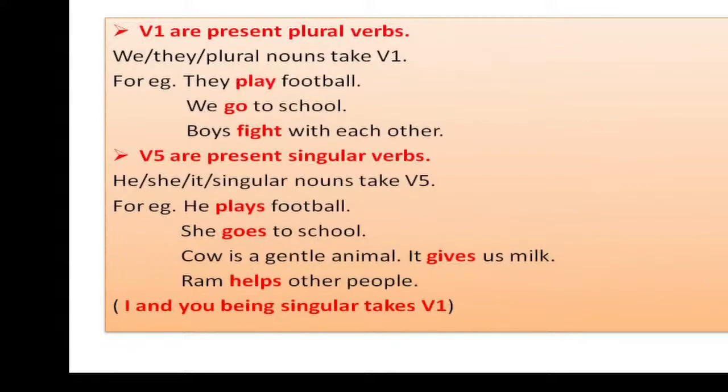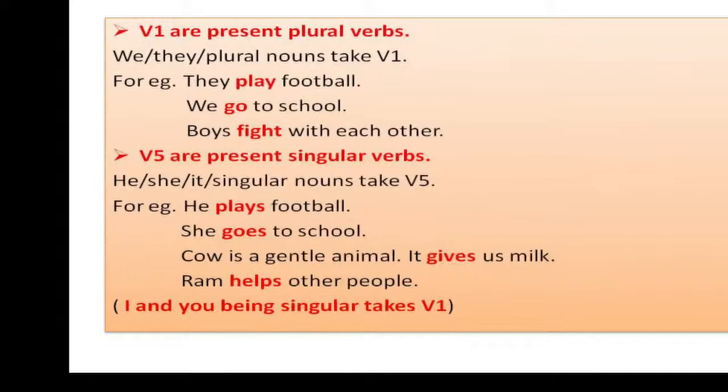Now, cow is a gentle animal. It gives us milk. It is also singular, so it has taken verb 5 form. Likewise, Ram is a singular noun. Ram helps other people. Helps is verb 5.